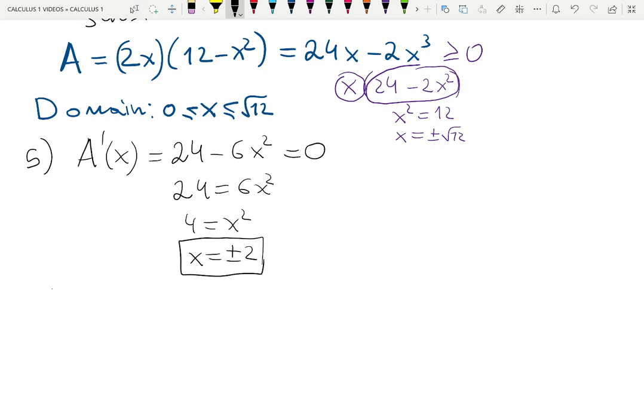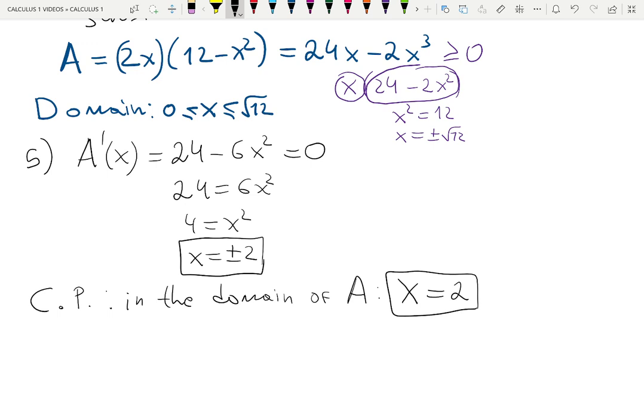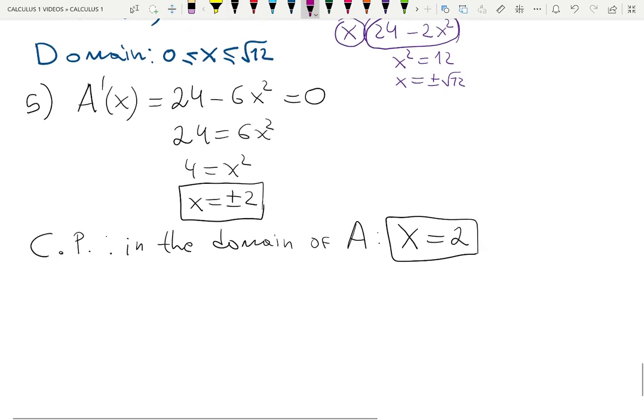Now, to claim that these points are critical points, they must be in the domain of the original function, in the domain of A. And there's only one point like that, which is 2. So we do not include the negative 2. That is our only critical point.